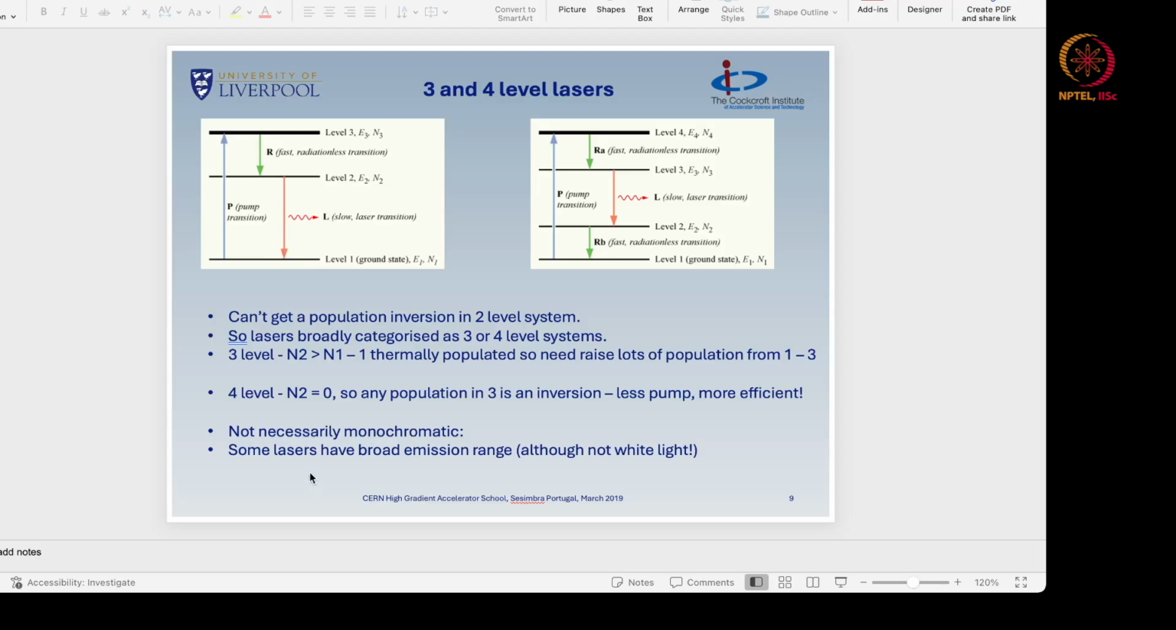So this pumping mechanism is not necessarily monochromatic. Pumping need not be monochromatic. We use a flash lamp sometimes, and some lasers have a broad emission range also. That can also happen. But it is not white light per se, it has a slightly wider frequency band or wavelength band.